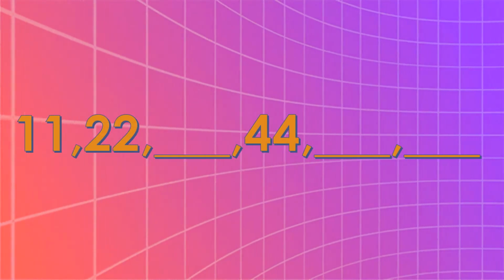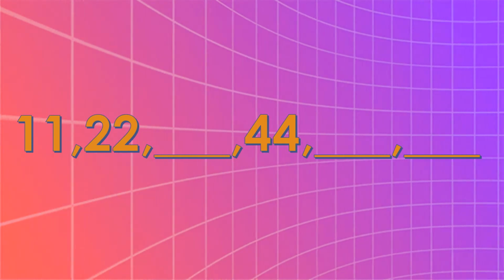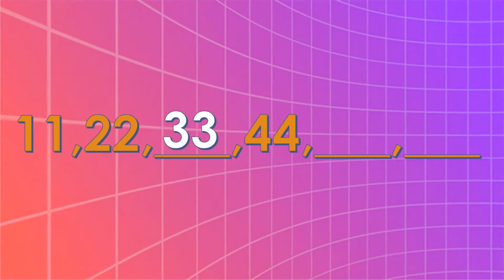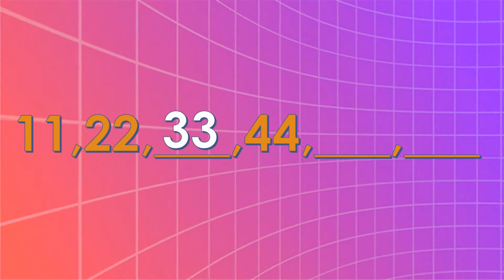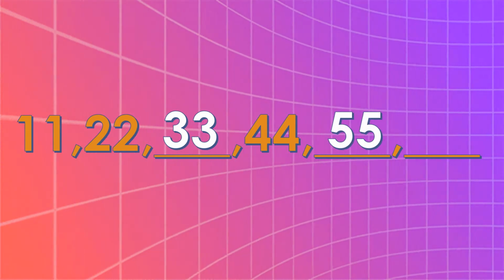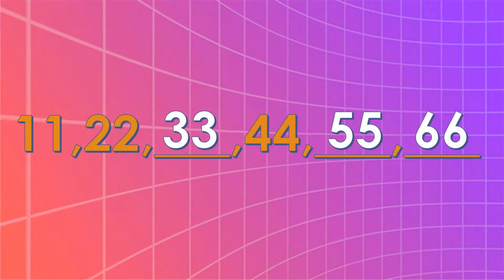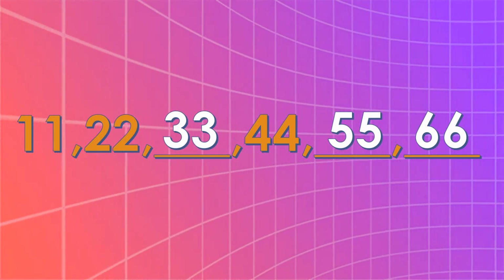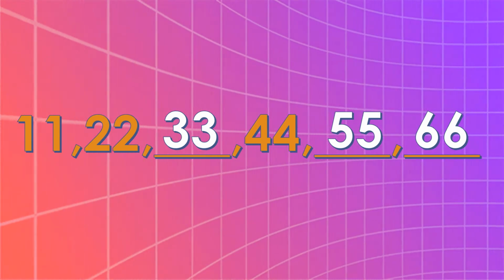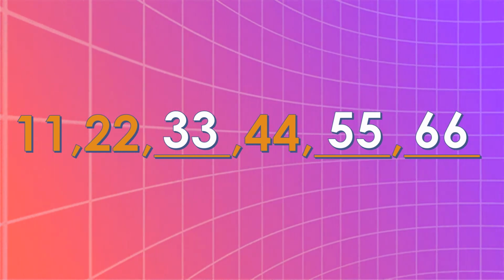Okay, so we have a missing number, but it's already given, 11, 22. What is the next? Okay, so it's 33. Continue. 44. What is the next? Yes, it's 55. And the next is 66. So this is a table of 11. So let's have our skip counting by 11. 11, 22, 33, 44, 55, 66, and so on.